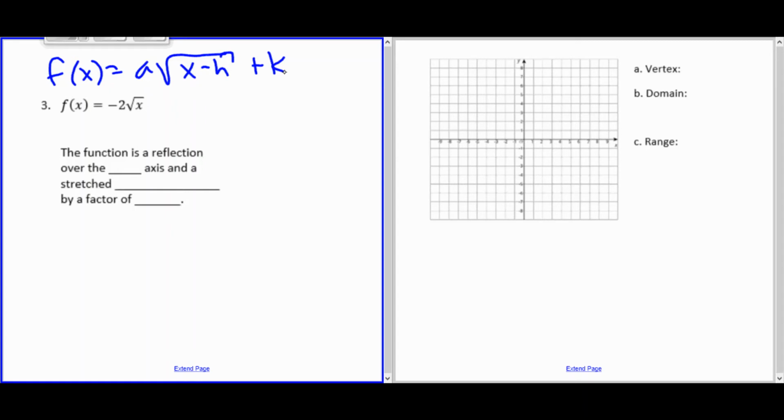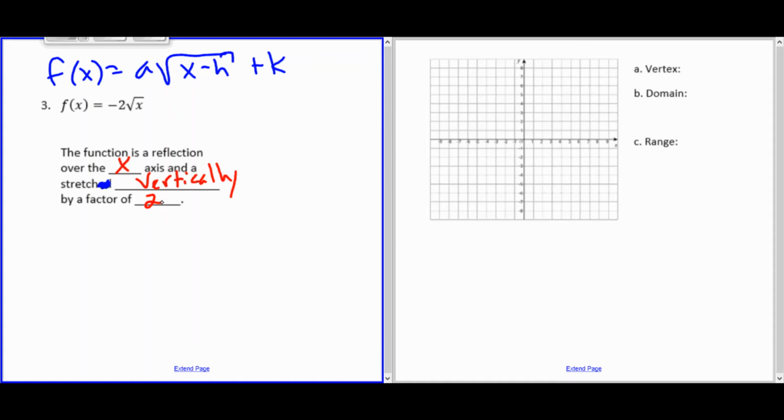Example 3. So here I also wrote our general form of our transformations in blue there. So I want you to try just to describe the transformation. We'll graph it together. The function is a reflection over the blank axis and this should say stretch, a stretch by a factor of blank. So try filling that out.